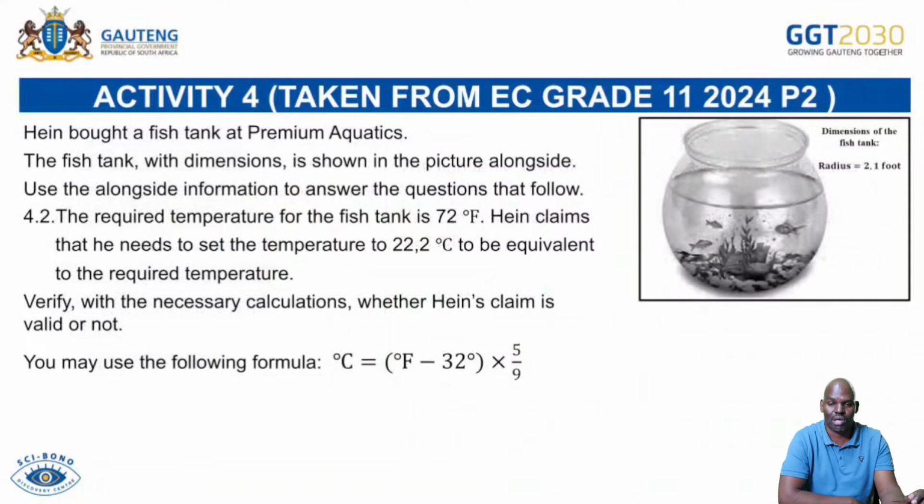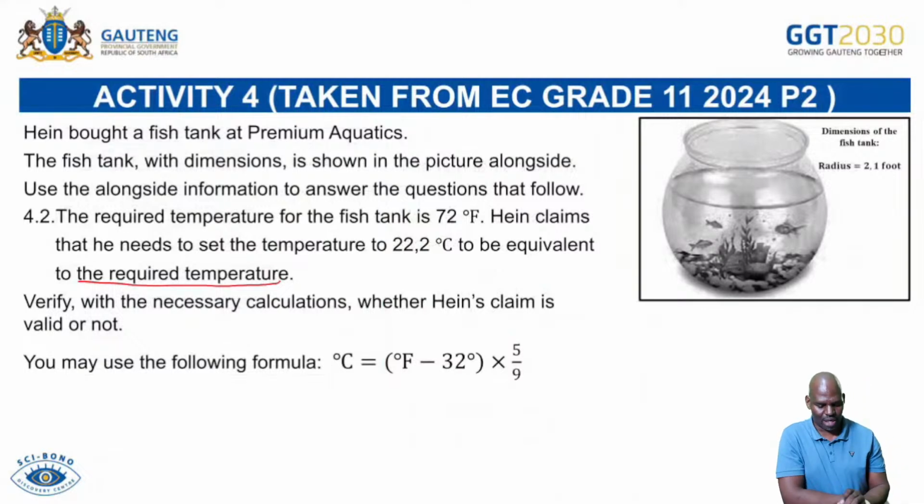Okay, still on the very same question. The required temperature for the fish tank is 72 degrees Fahrenheit. Haynes claims that he needs to set the temperature at 22.2 degrees Celsius to be equivalent to the required temperature. Verify with the necessary calculations whether Haynes' claim is valid or not. You may use the following formula.